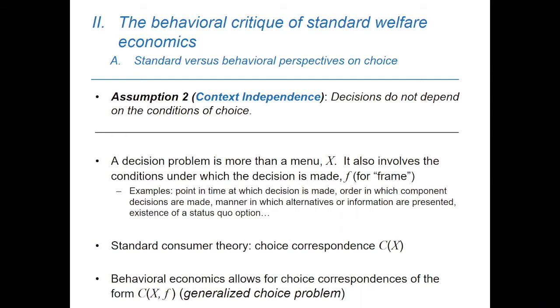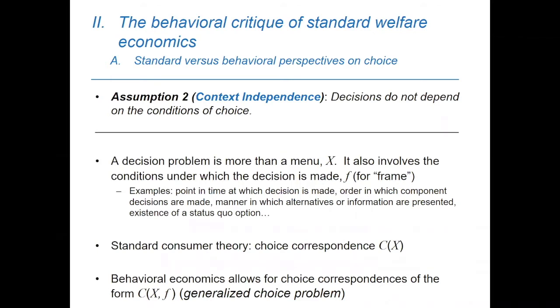And there are many examples of this. For example, the point in time at which a decision is made, whether we choose between A and B for time t, at time t, or at time t minus 1. That difference can reverse our decision. The point in time at which we make the choice is part of the decision frame. Other aspects of framing include the order in which component decisions are made in some composite choice, the manner in which alternatives or information are presented, the existence of a status quo or default option, and so forth.